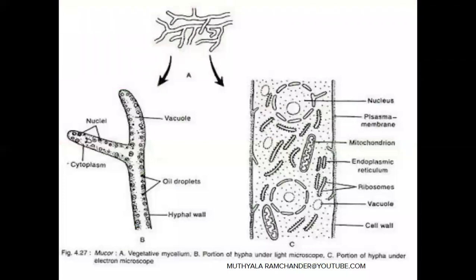Now we discuss the mycelium structure of Mucor. It is also a filamentous, branched, unseptate structure. The cell wall of the mycelium contains cellulose, hemicellulose, chitin, and proteins also. It gives a perfect shape to the mycelium and protects the inner parts. Below the cell wall, a thin plasma membrane is present. The plasma membrane is mainly made of phospholipids and proteins.